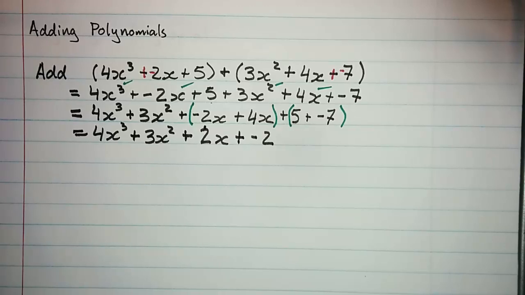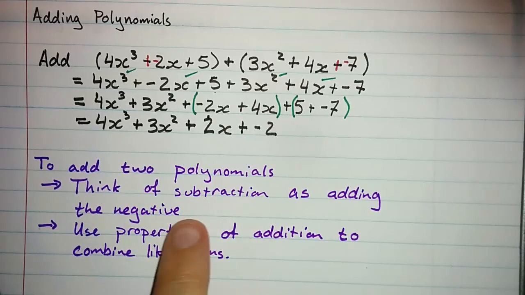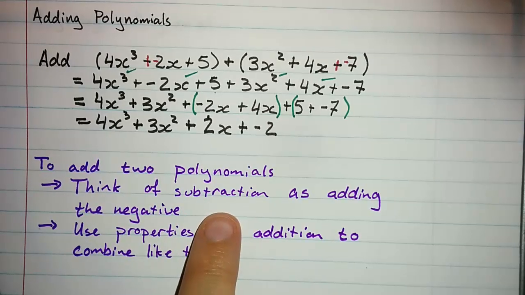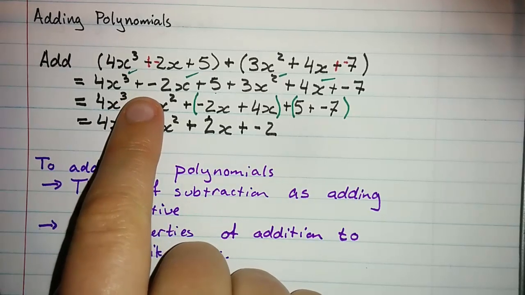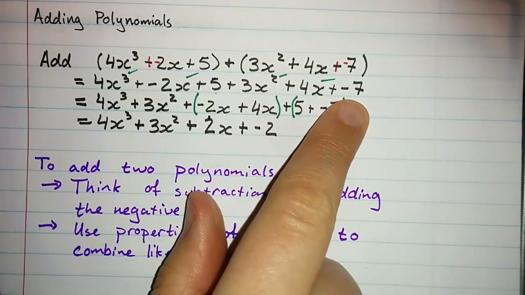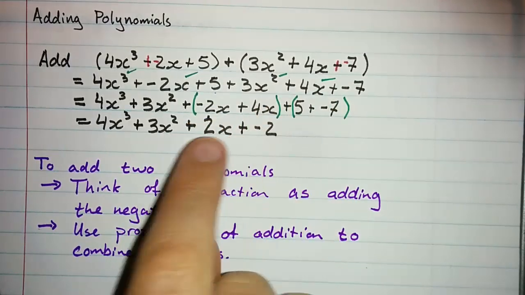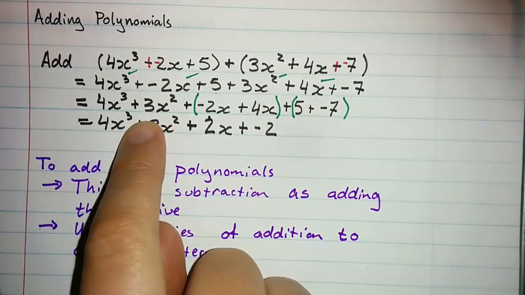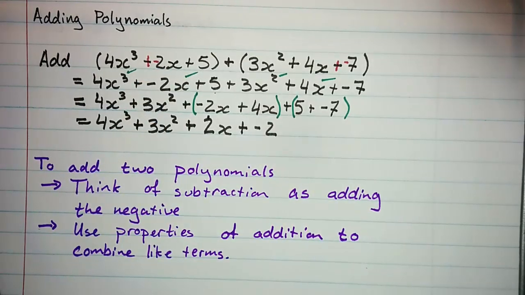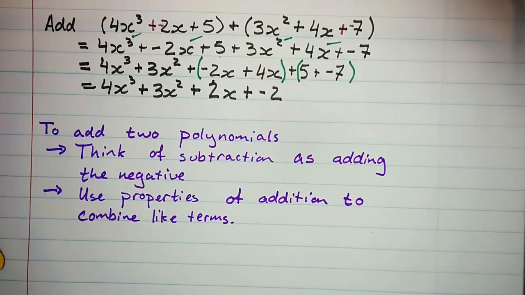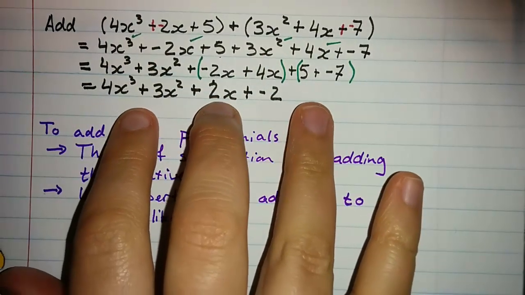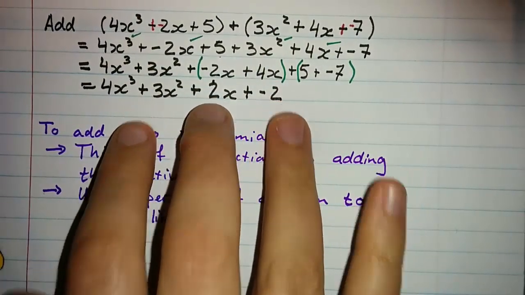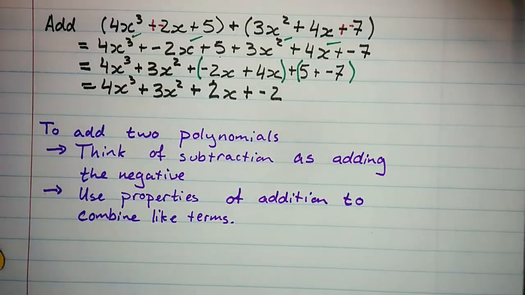So in order to add these two polynomials, what did I do? I made sure to think of subtraction as adding the negative. Now, I wouldn't have had to actually write subtraction as adding the negative, but it's important when we're rearranging things to remember that the sign is part of the coefficient. And then we used the properties of addition to get the like terms together and then combine them. So I'm going to show you another example where I don't actually write out all of the gory details of this process. And then I'm going to have you try one of these.